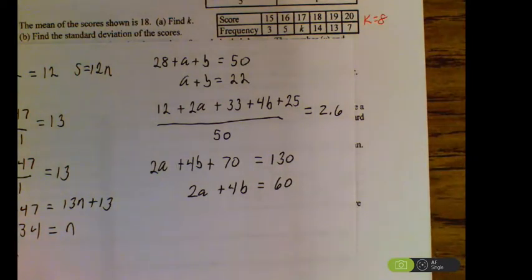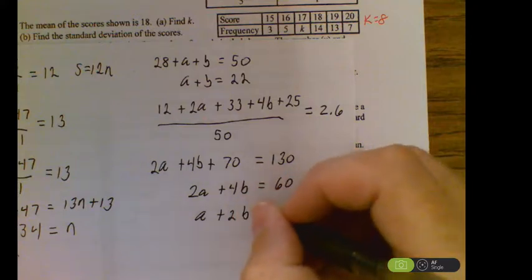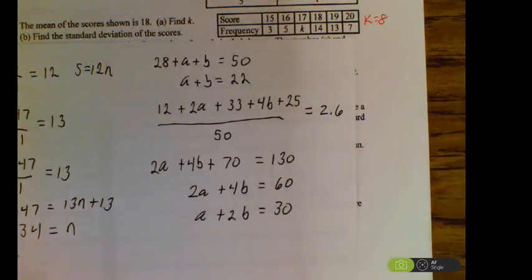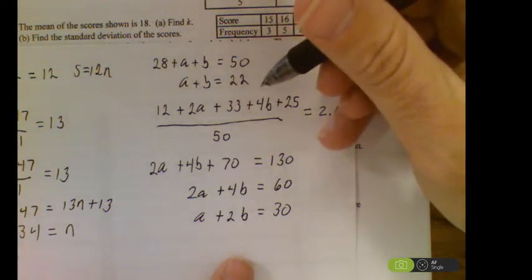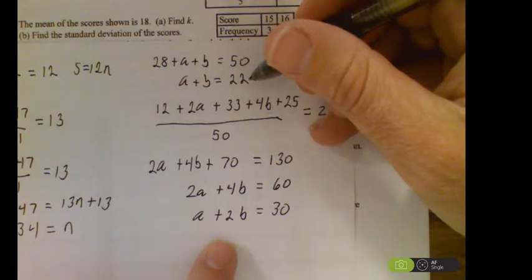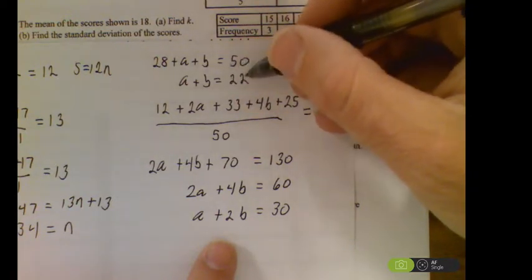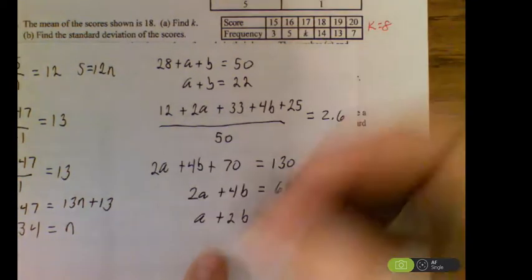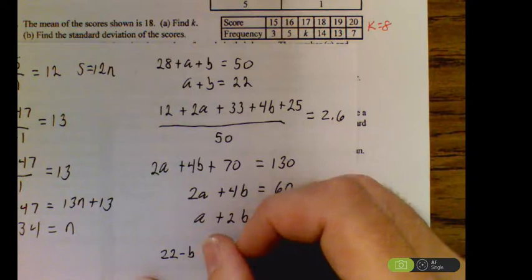Just to make life easy, I'm going to divide everything by 2. So A plus 2B is equal to 30. So now we can use a little substitution from what we already know. If I back up to this, I know that if I subtract B, A is going to equal 22 minus B. So I can sub that in. So 22 minus B goes in for A.